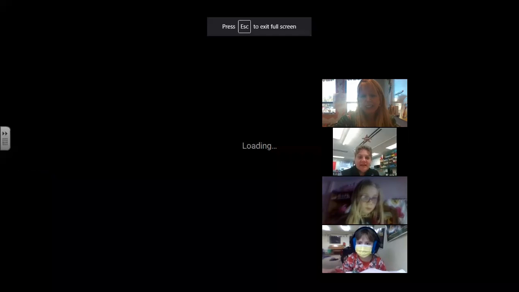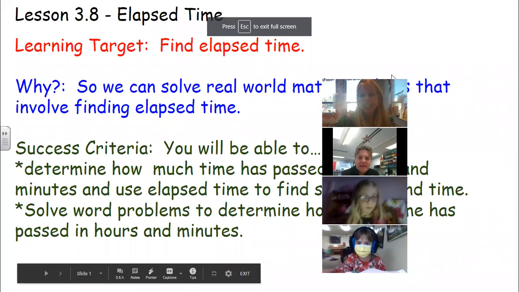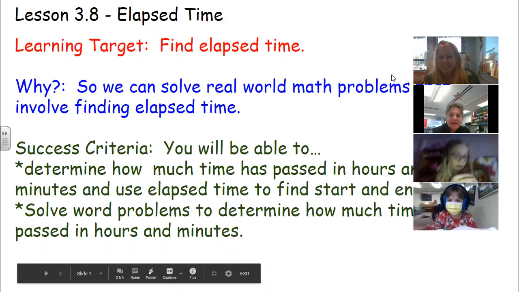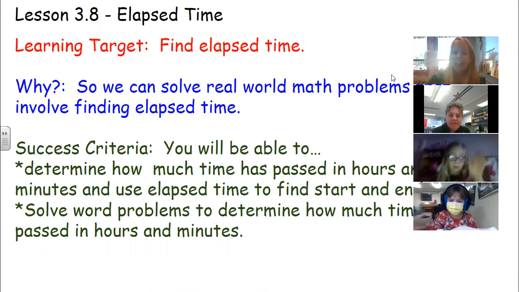Our learning target today is about elapsed time. Does anyone have schema on that word, elapsed? It's a big word. Haley Booker, what do you think elapsed means?